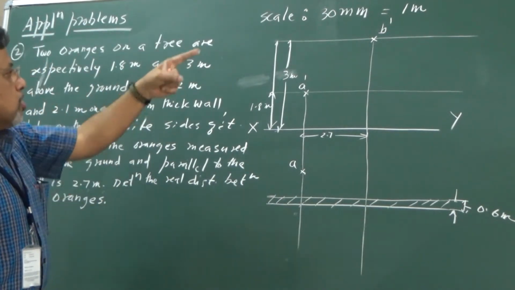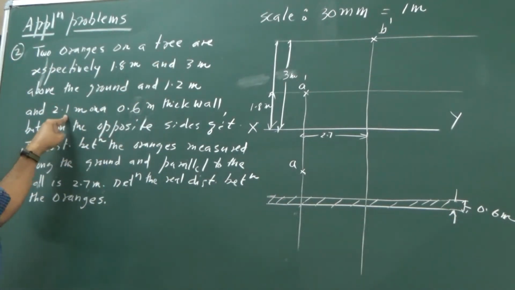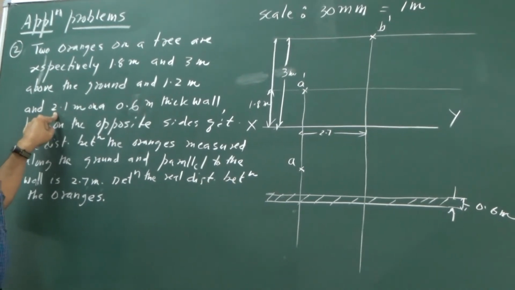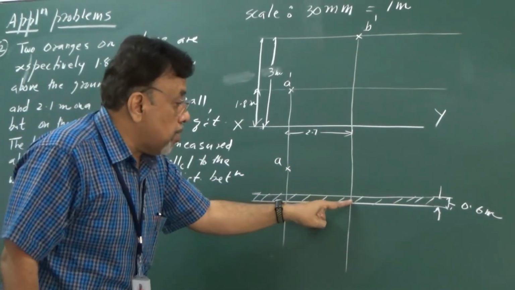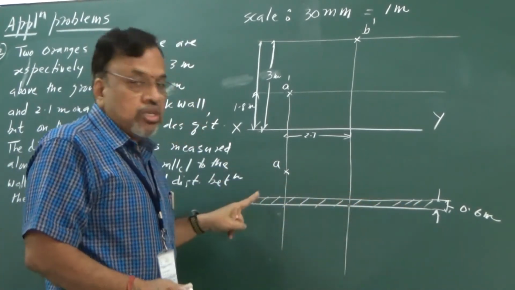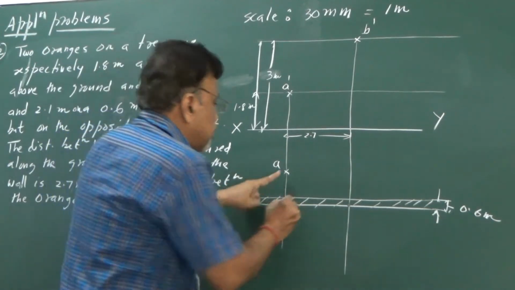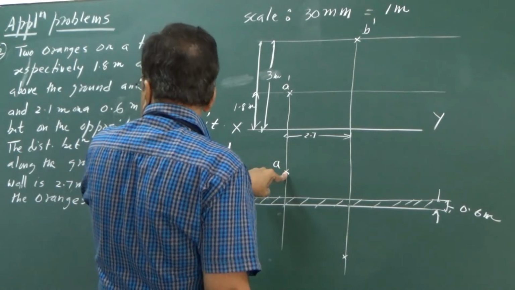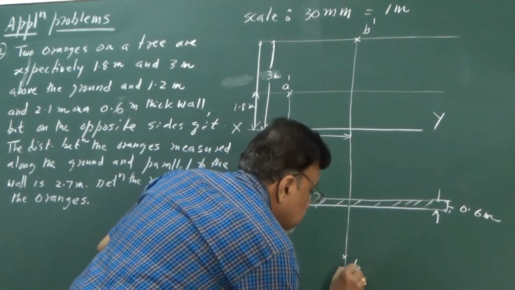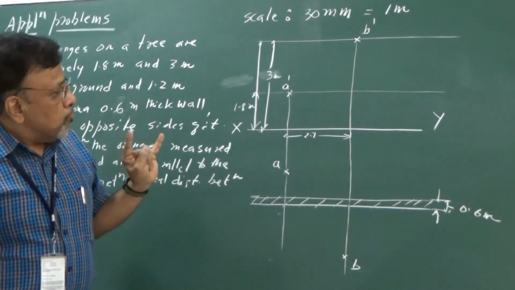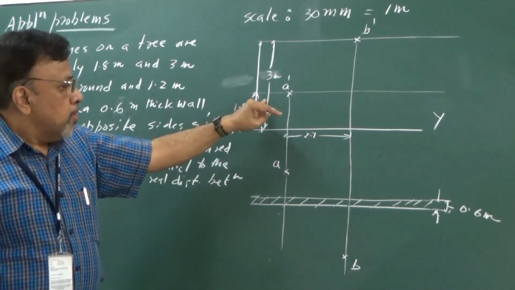Then B, what about this orange B? Orange B should be 2.1. So what is the 2.1 then? In terms of millimeters, I would have taken as 63 mm. So I will take 63 mm on the other side because it is given that these two oranges are on opposite sides of this particular compound. That is, the compound is the reference line. So from this you take that distance equal to 63 mm. Call it B. Now as you can see, we have located the oranges both in the front view and in the top.